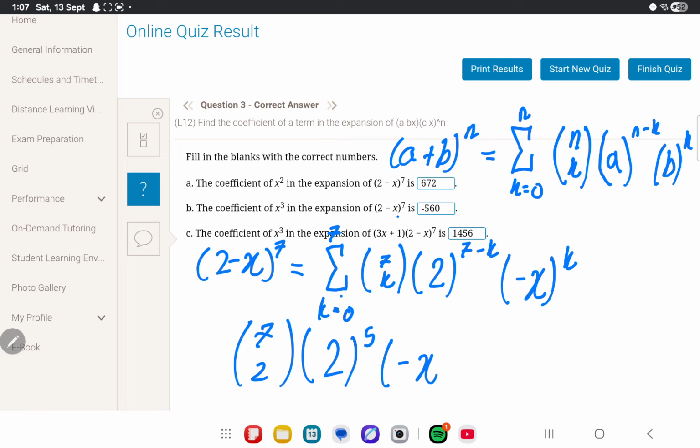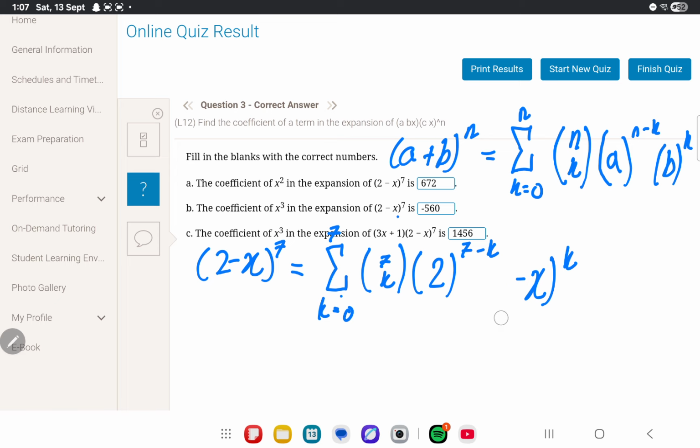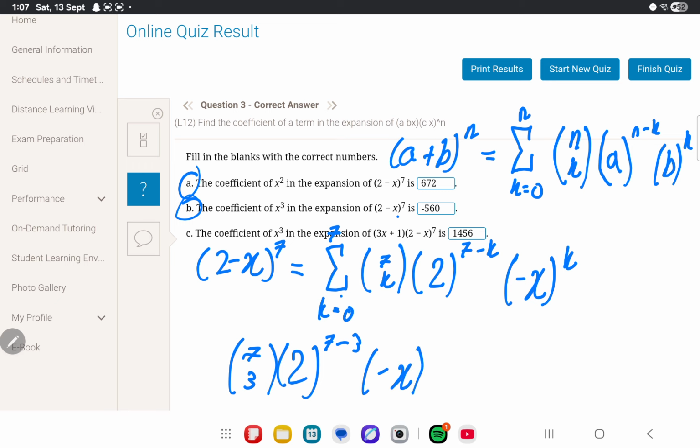So moving on, I'm going to leave this notation here because I need it for part B now. Part B, instead of k equals 2, we're going to use k equals 3. So 7 C 3, 2 to the power of 7 minus 3, into negative x to the power of 3. So 7 C 3 times 2 to the power of 4, because 7 minus 3 is 4. 7 C 3 multiplied by 2 to the power 4, which is 16, is 560.